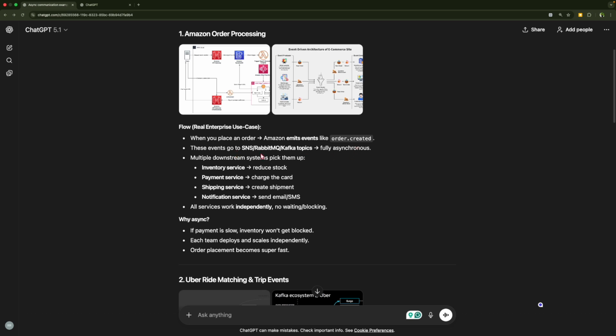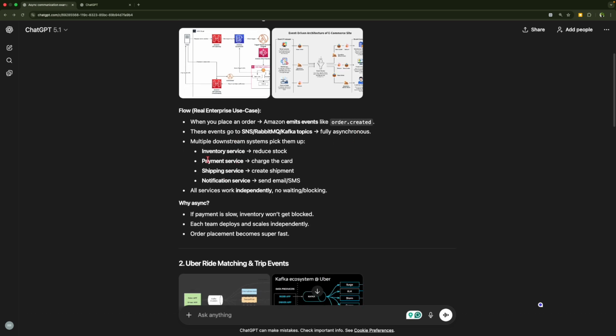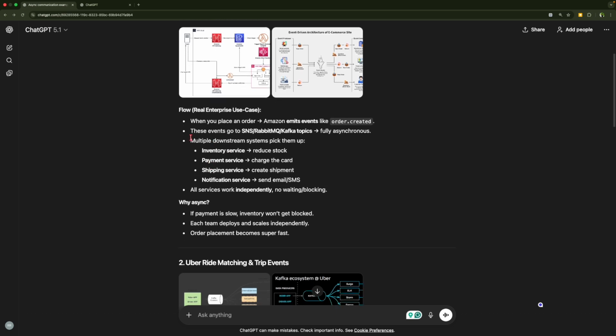So that's the reason once the order is placed, there are multiple things that need to be taken care of, like inventory, payment, shipping services, and notification service. All these services get triggered in parallel with the help of asynchronous communication. That will be done either by SNS, which stands for Simple Notification Service, or RabbitMQ or Kafka topics. Okay, so there will be multiple topics related to each of these services, and in parallel all the topics will get the messages, and that will be consumed by their associated consumer. So that's the asynchronous communication in Amazon order processing.